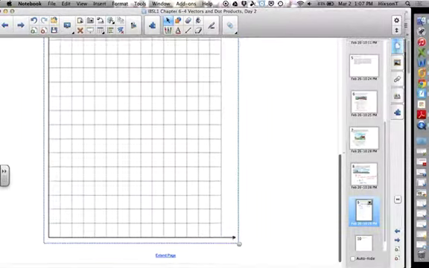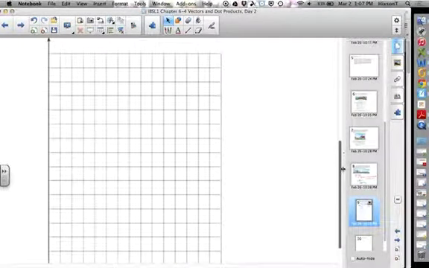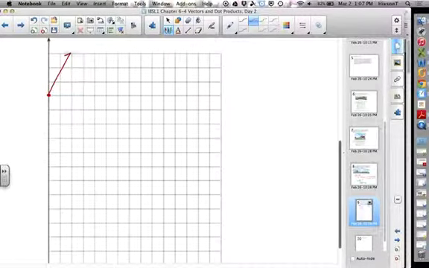Vector u, the way it was given, went over 2 and up 3. You can just see where it starts and where its top is. That's vector u, it was 2, 3. Some of you used the algebra to help you find the result. Vector v went over 5 and down 2. So here's v.